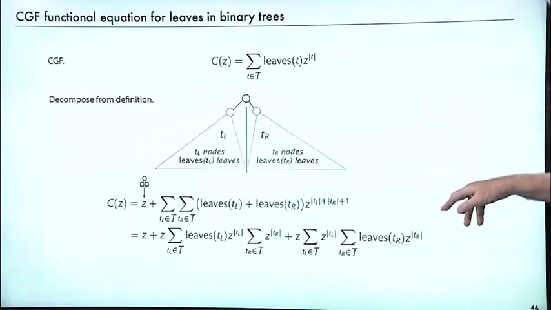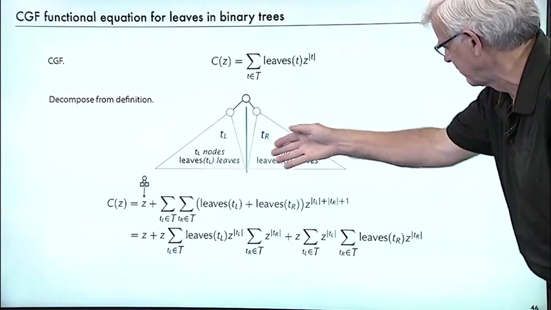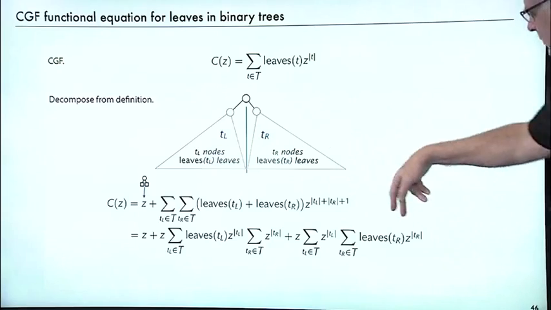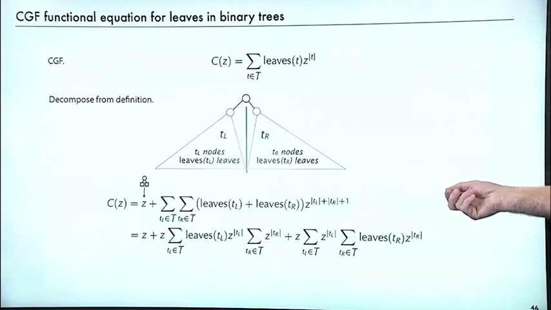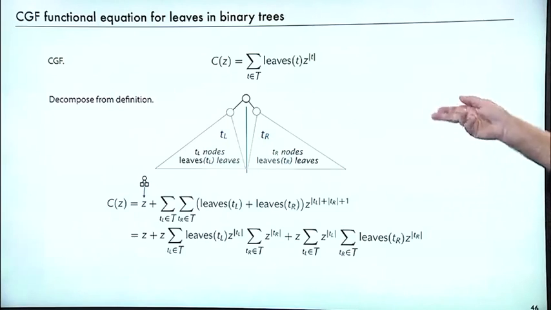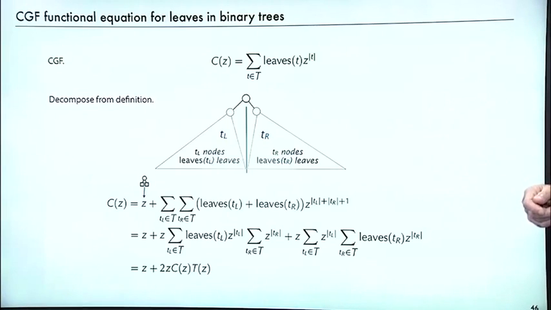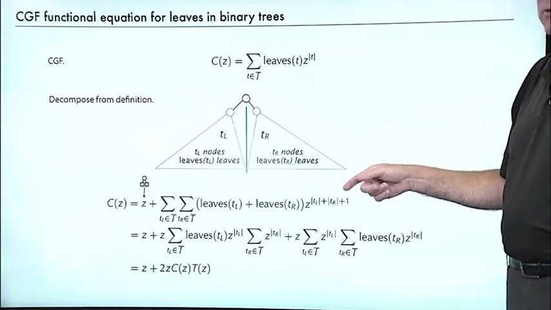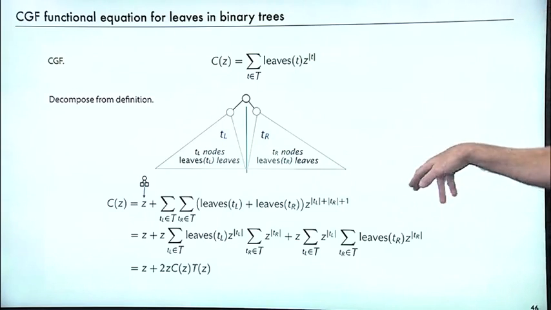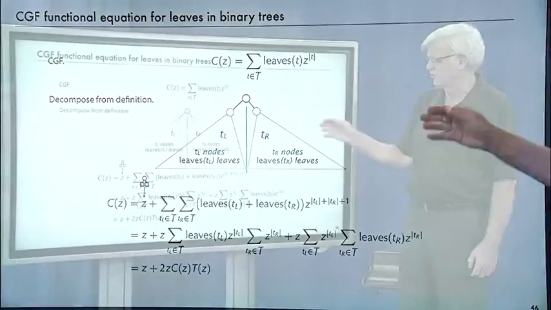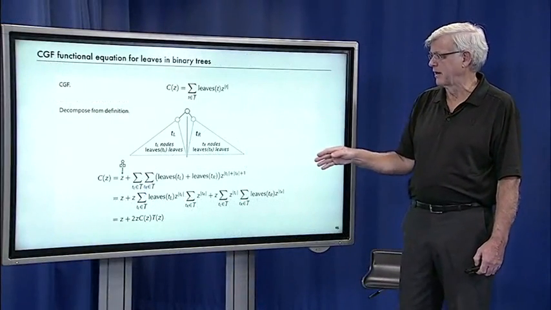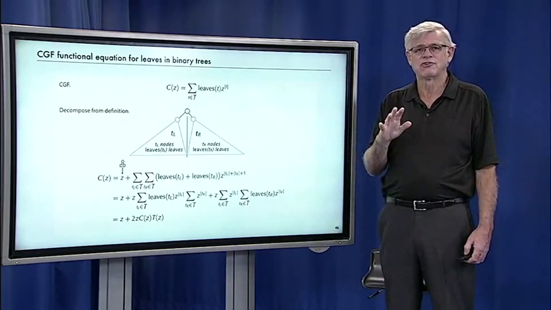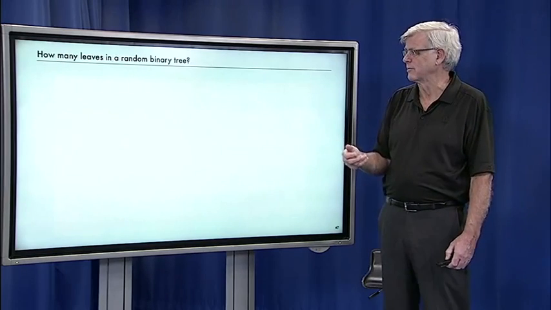There's two terms that are similar, one for the T sub L and one for the T sub R, and then we have the double sum, so we distribute over those. That's just elementary distribution, and then those things we have expressions for every one of them. Leaves of T sub L, z to T sub L, that's C of z, and sum T sub R, z to T sub R, that's T of z. We have two of those. So that gives us a simple equation for C of z, the accumulated generating function. All that's left is to extract coefficients from that generating function.